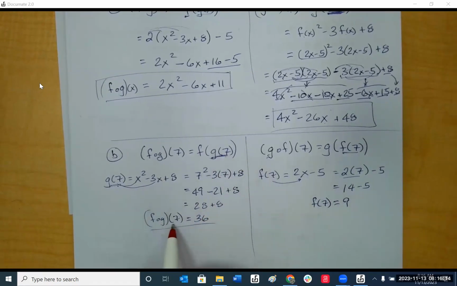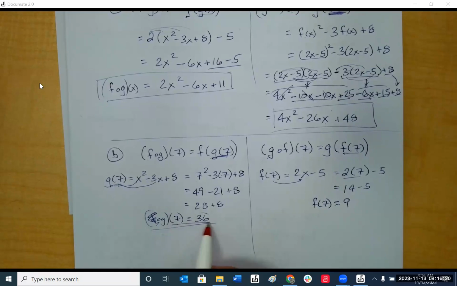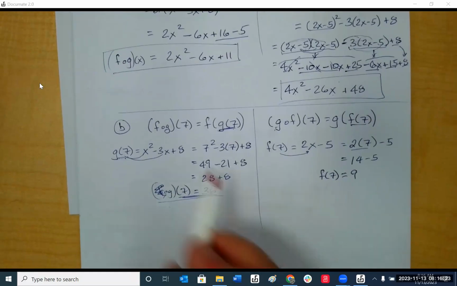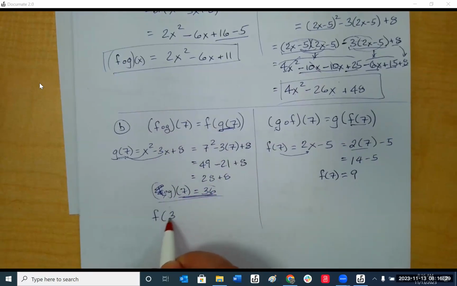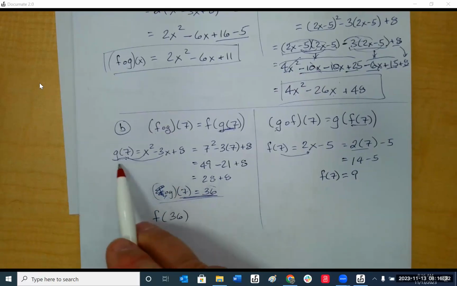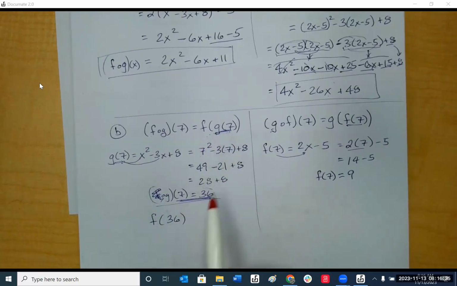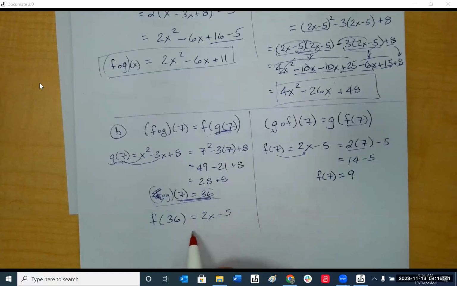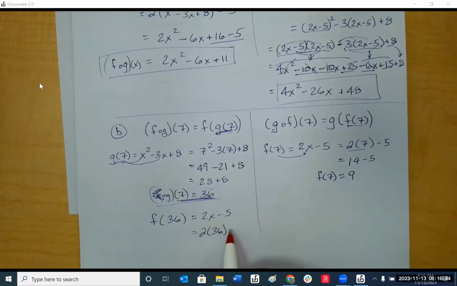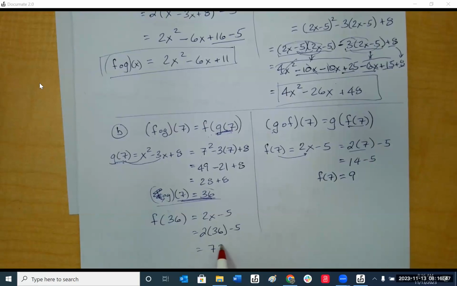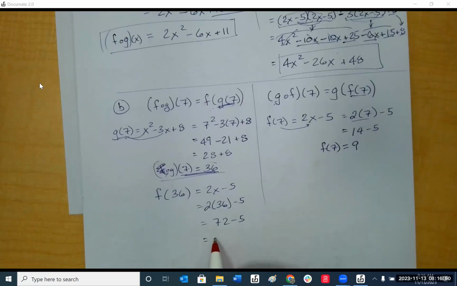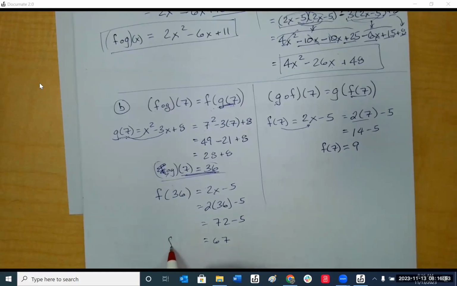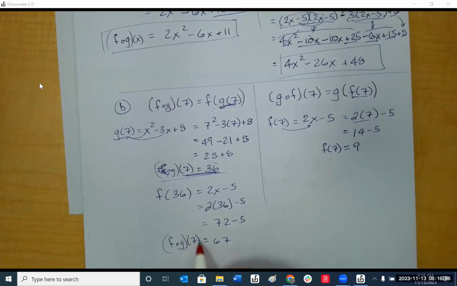Now I got to take, this is my g of 7. 36 is my g of 7. I got to find f of g of 7. So this is my, because the g of 7 is 36. And f is 2x minus 5. So it's 2 times 36 minus 5. So f of g of 7 is 67.